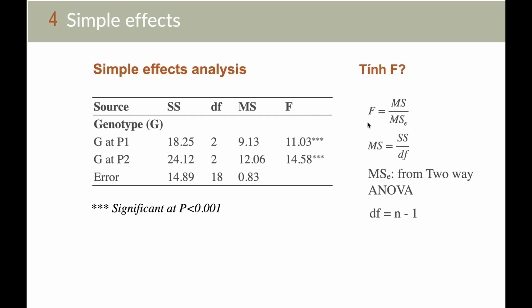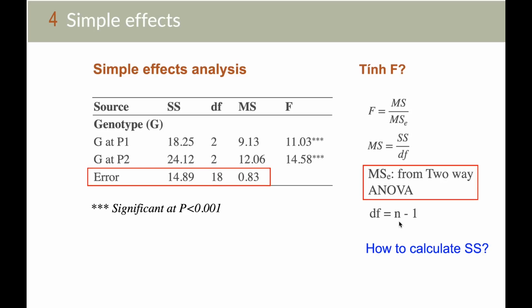Here is the equation to calculate the F value for simple effect analysis. The F value is equal to the mean sum of squares divided by the mean sum of squares of error. The mean sum of squares is calculated by the sum of squares divided by the degrees of freedom. The mean sum of squares of error is calculated from the two-way ANOVA. As you can see here, the degree of freedom is the number of groups minus 1.